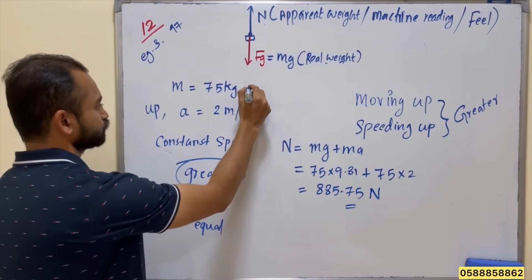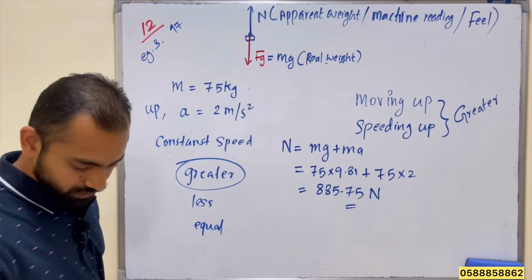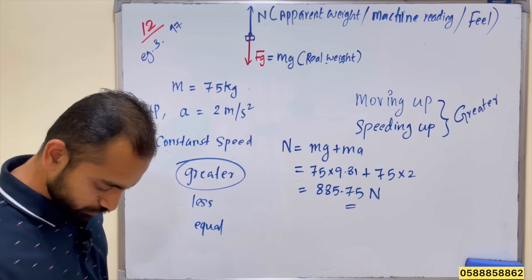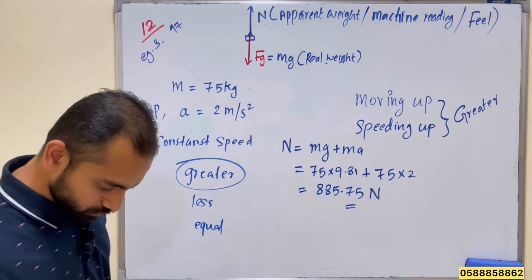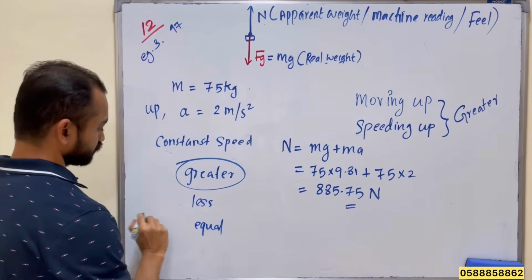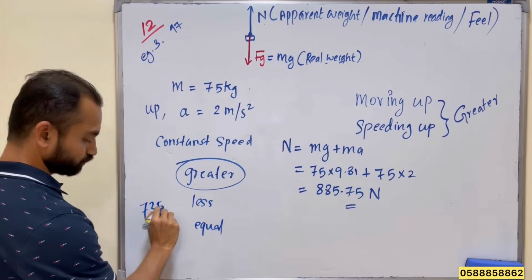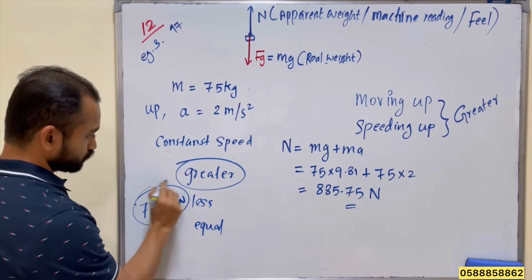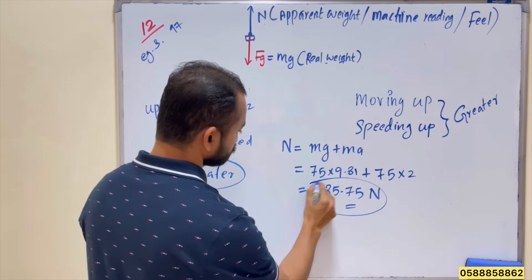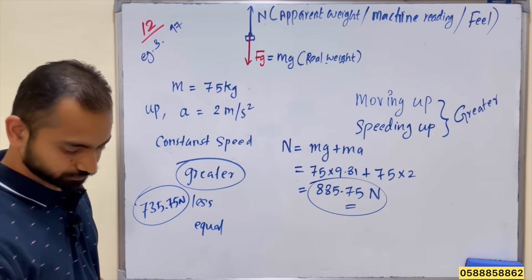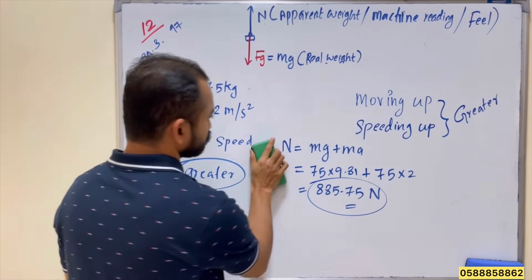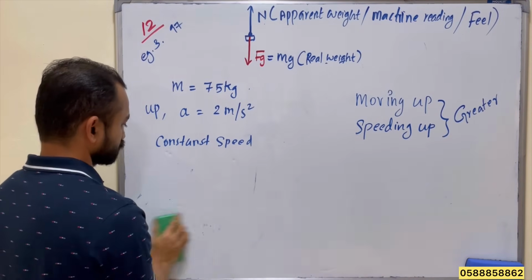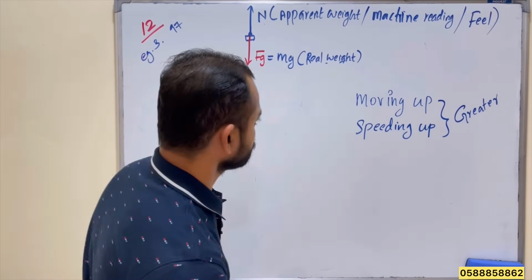What will be his actual weight? If we calculate the actual weight mg, so 75 multiplied by 9.81, the actual weight will be only 735.75 Newton. So you can see the apparent weight is greater than the actual weight. So moving up, speeding up, right?